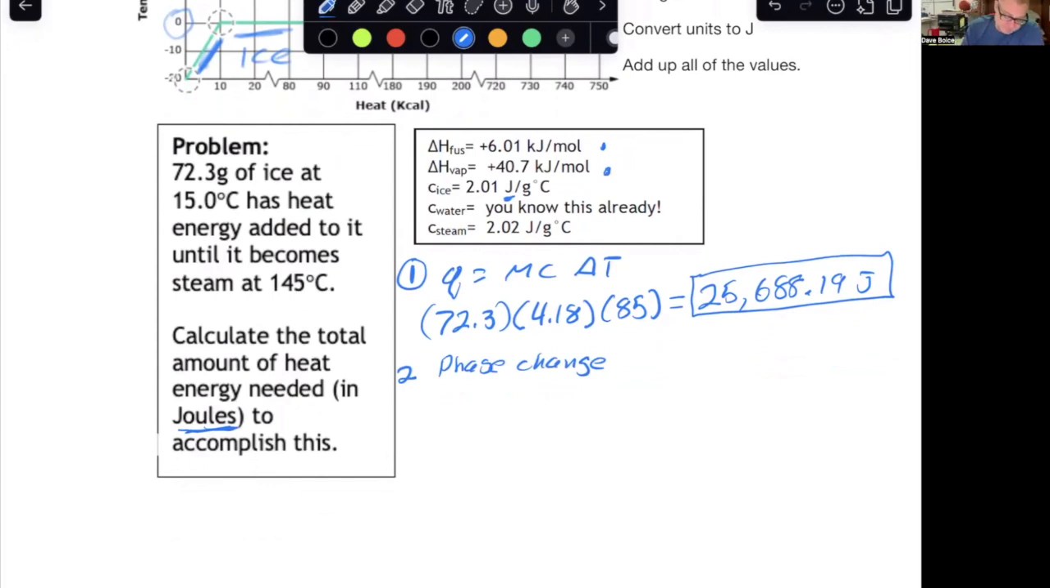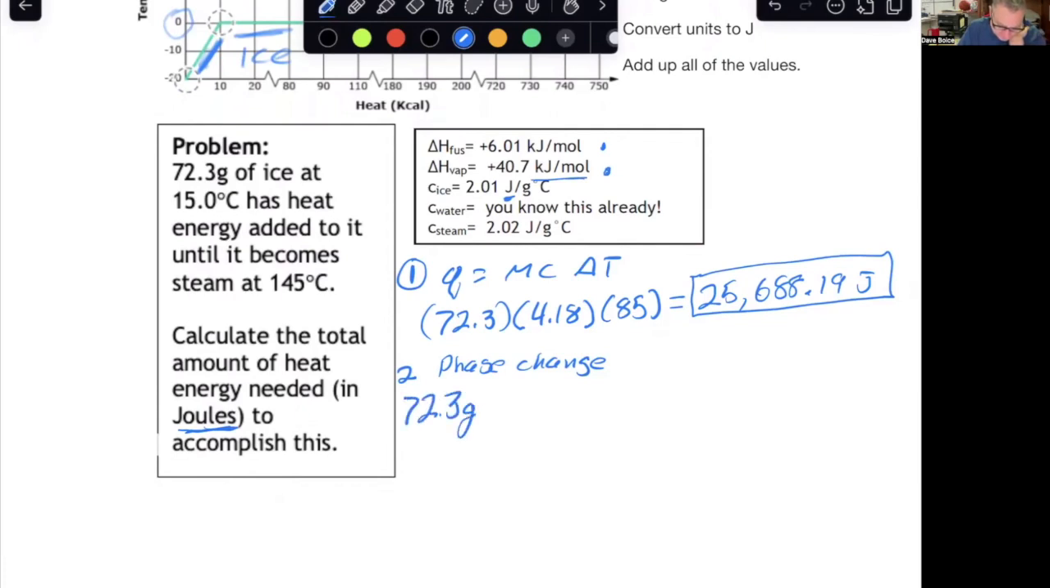Now, you can use this as a conversion factor. Kilojoules per mole. That means for every 1 mole of water, I'm going to need 40.7 kilojoules of energy. Now, I don't have 1 mole of water. I have 72.3 grams of water. But we're pretty good at this point in converting grams to moles. So let's start there.